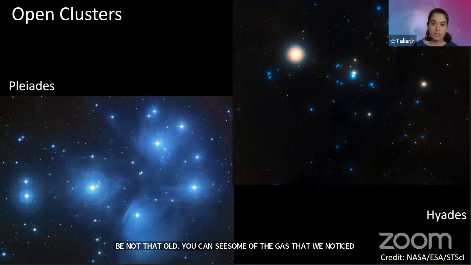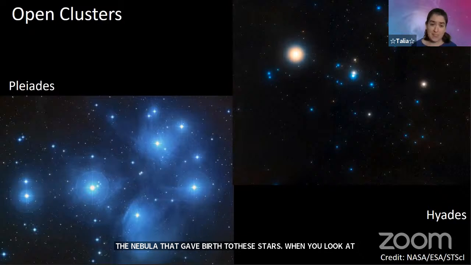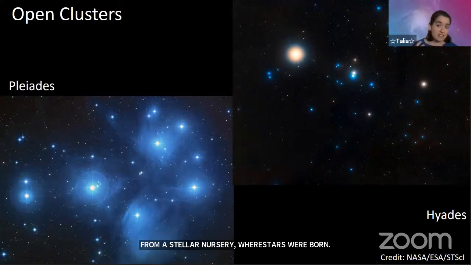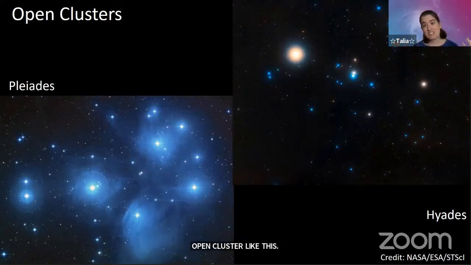So when you look at the Pleiades in the night sky, you're actually looking at what was left of a stellar nursery, a place where stars were born. And most stars at one point early in their history will belong to an open cluster like this. We think our sun probably was born into a cluster like this. So I said our sun isn't part of one of these clusters. I should have said our sun's not part of one of these clusters now. It probably was very early in its history.